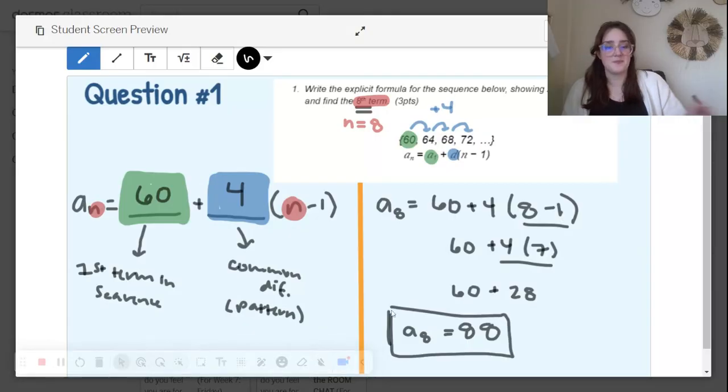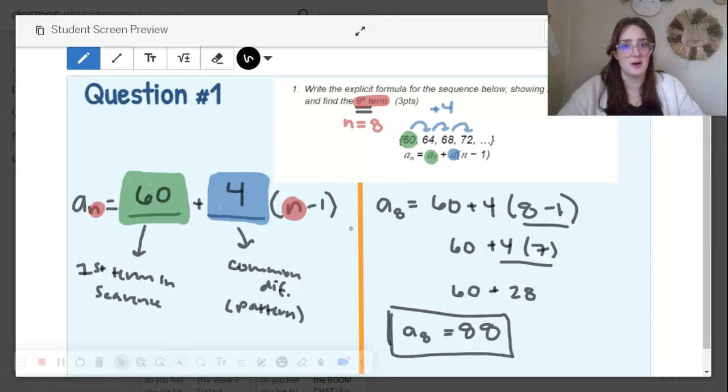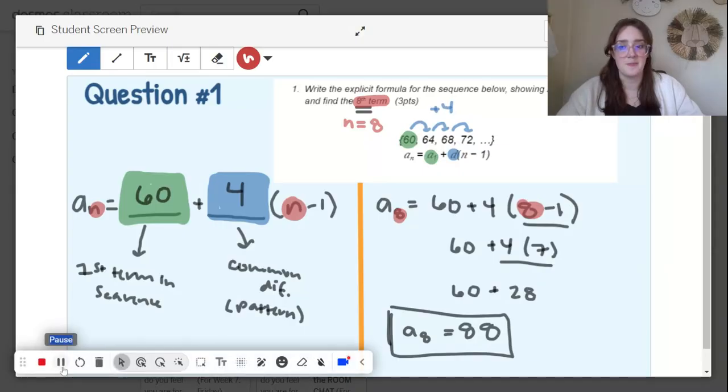There we go. All right, so that's all for part 1. Writing the equation, plugging in what's the first term, what's the pattern, boom. And then using that to find the 8th term. And then we would have color-coded, right? That's where that 8 came from. All we did was replace n with 8. All right, we can go ahead and move on to our next one.